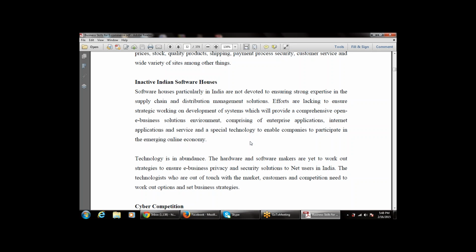Technology is in abundance. That is, the technology that is provided is in abundance. The hardware and software makers are yet to work out strategies to ensure e-business privacy and security solutions for net users in India. The technologists who are out of touch with the market, customers and competition need to work out options and set business strategies. So there are inactive Indian software houses, that is, a lack of competition, lack of market, lack of customers, and lack of workable options for business strategies. So these are a few non-technical limitations that we have studied in today's class.